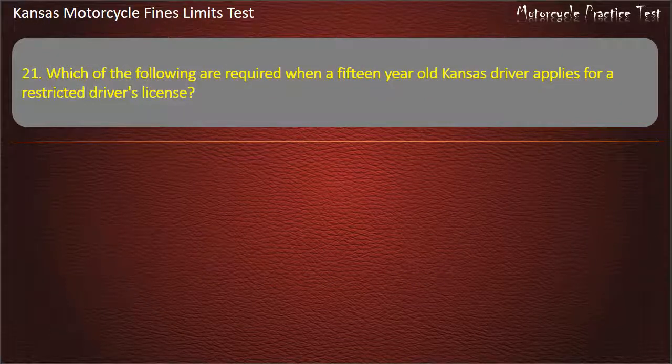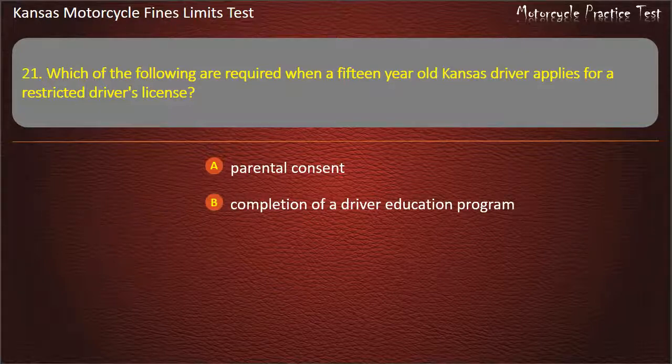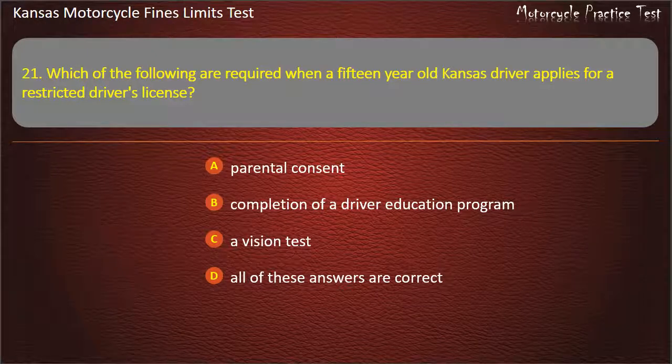Question 21. Which of the following are required when a 15-year-old Kansas driver applies for a restricted driver's license? Parental consent. Completion of a driver education program. A vision test. All of these answers are correct. Answer: All of these answers are correct.